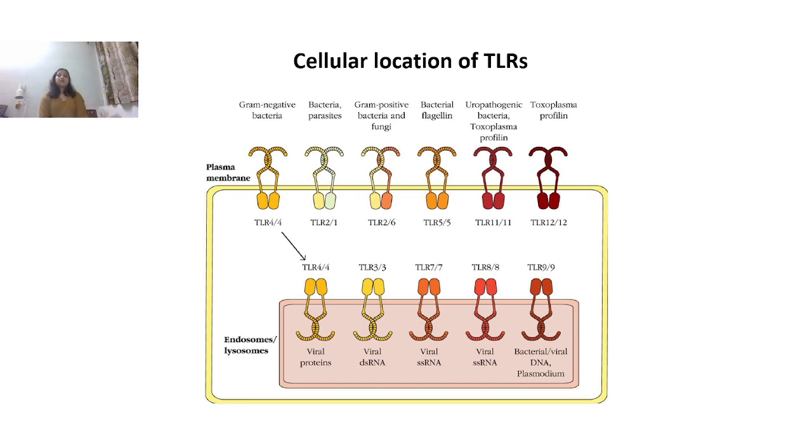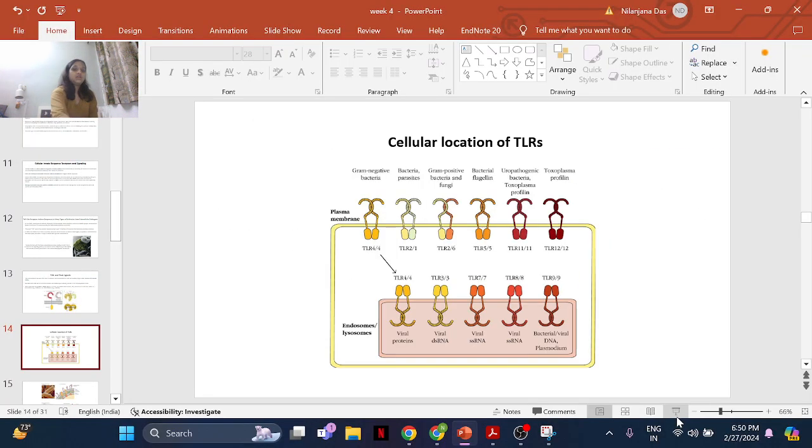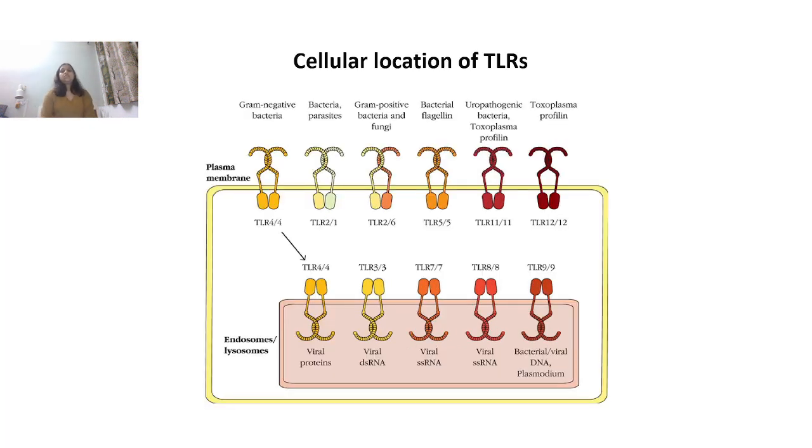So, as I already told, there are different types of TLRs. Some are embedded in the plasma membrane, some are present on the endosome. Here in the plasma membrane, you can see there are different types of TLR, but all are forming either heterodimer or homodimer. So this is 2 TLR4 present, which can recognize gram-negative bacteria. This is TLR1 and TLR2, which are making a heterodimer. It can recognize bacteria or parasite. This TLR2 and 6 heterodimer can recognize gram-positive bacteria and fungi.